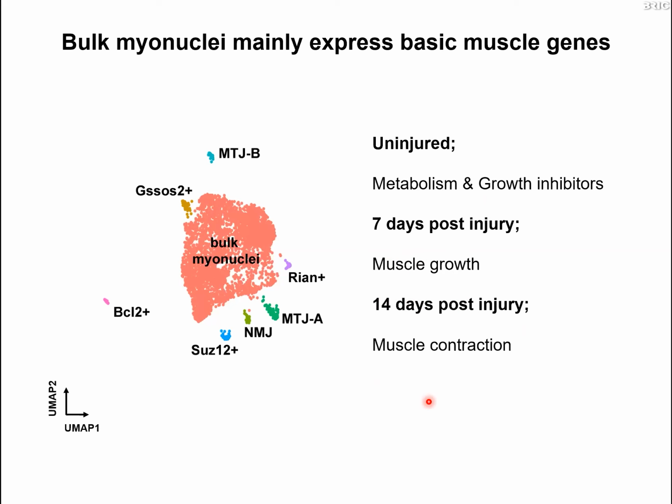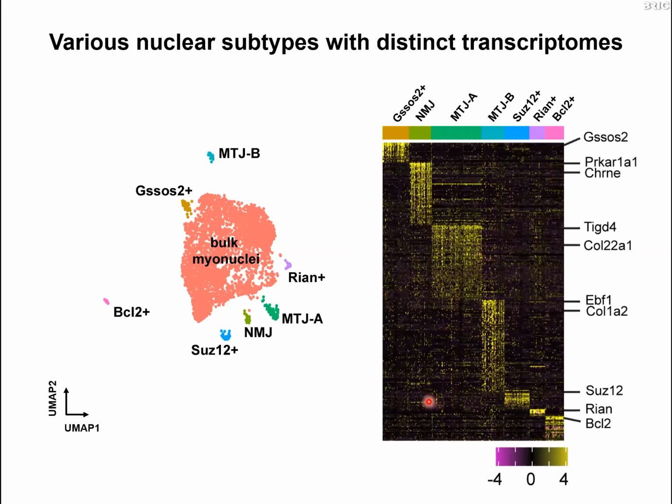But more importantly, we identified a number of nuclear subtypes that had very distinct transcriptional profiles, which can be easily appreciated by the heat map on the right side. And here you can really see that each of these clusters is defined by expression of hundreds of different genes.